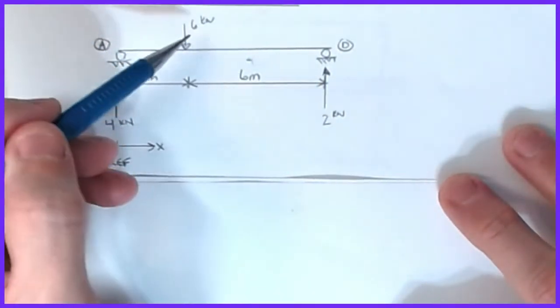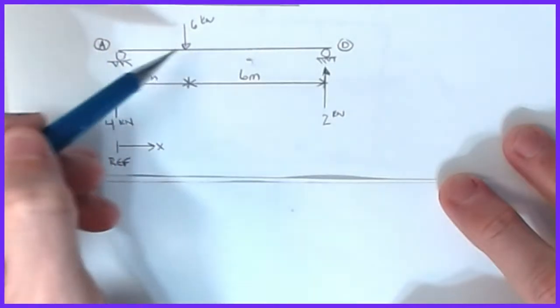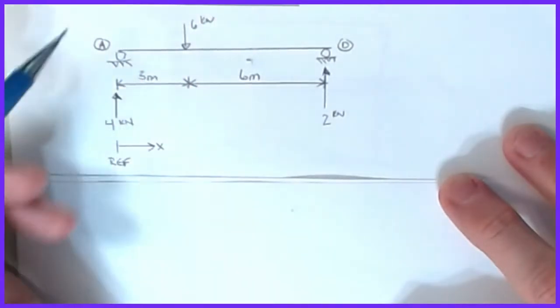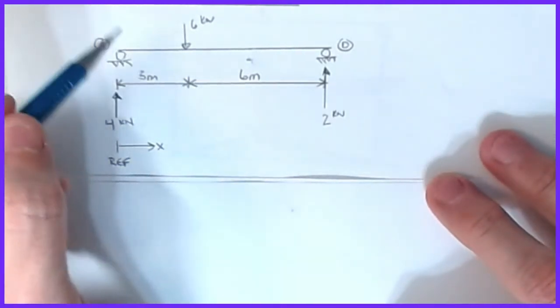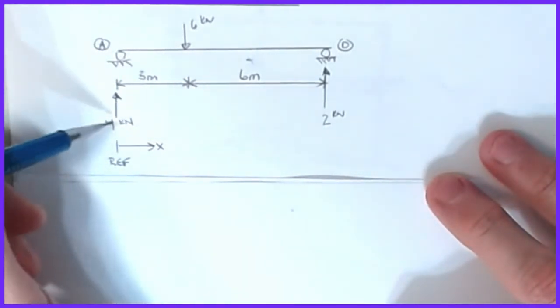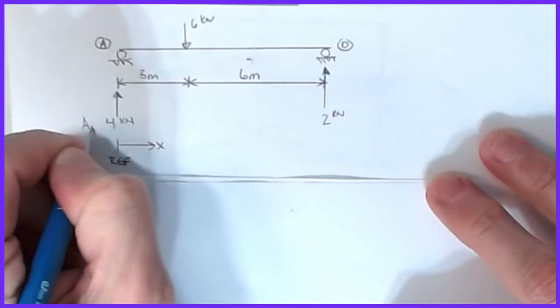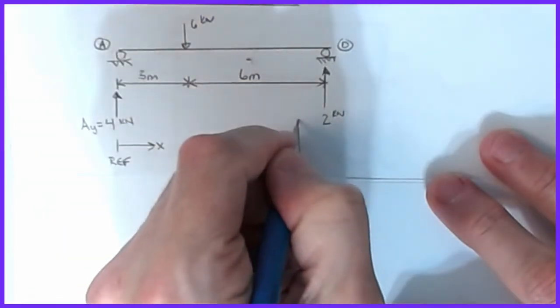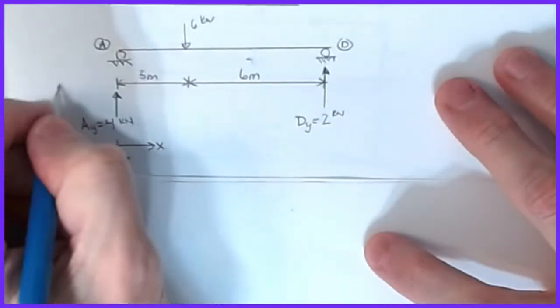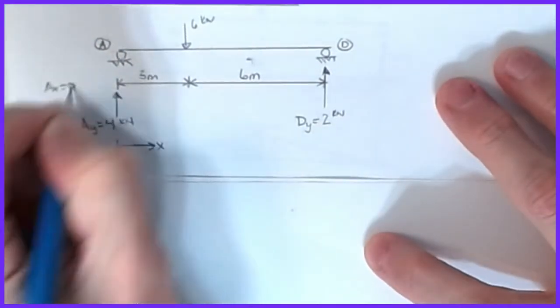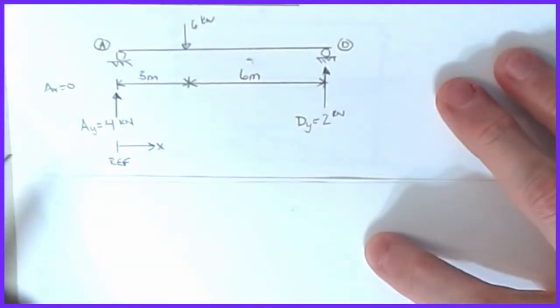I'm putting a 6 kilonewton force on the beam, 3 meters from the left and 6 meters from the right. I'm going to call A this reaction, D this reaction. And if I go through and find my support reactions, I'll find that AY here is 4 kilonewtons up, and my DY here is 2 kilonewtons up, and then of course AX is 0 because there is no horizontal force on this thing.